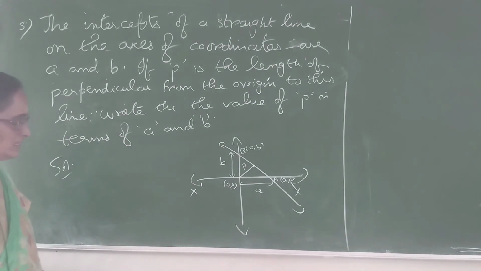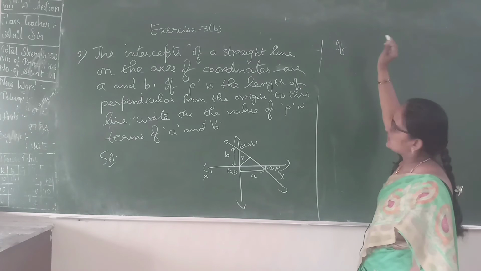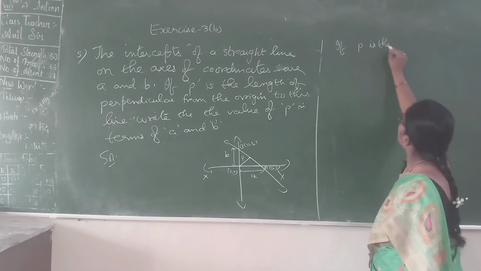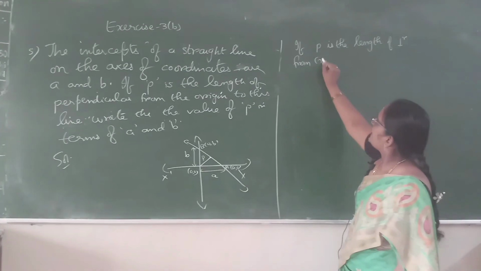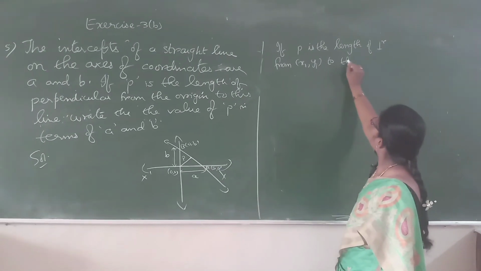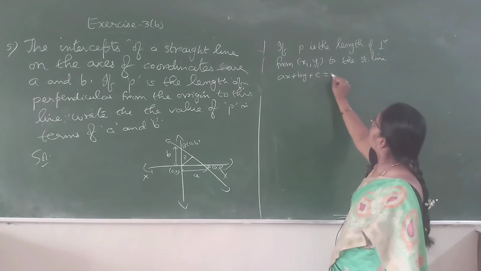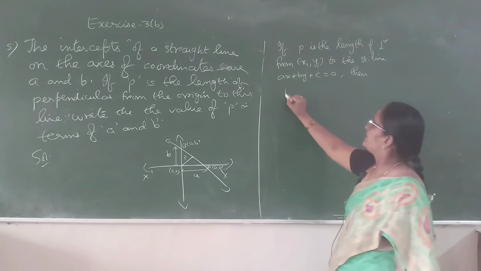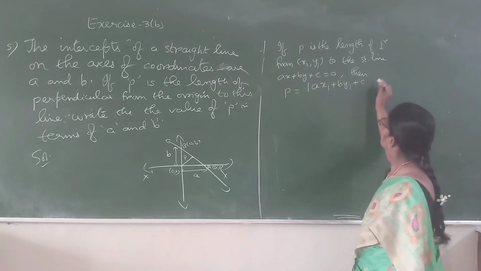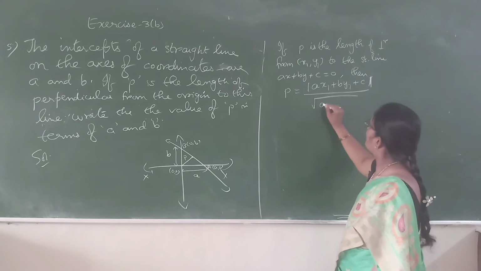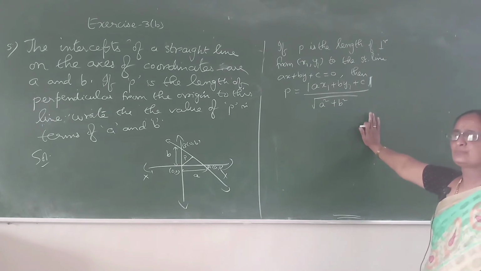There is another new formula here which we have to know, that is, if P is the length of perpendicular from x1 comma y1 to the straight line ax plus by plus c equal to 0, then P is equal to modulus of ax1 plus by1 plus c by root of a square plus b square, which you have to remember, very important formula, because we will be using it in the problems now and then.